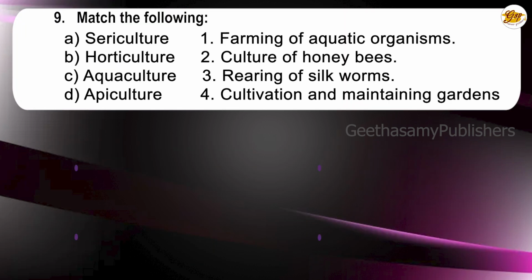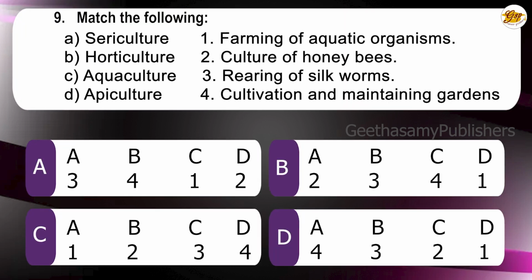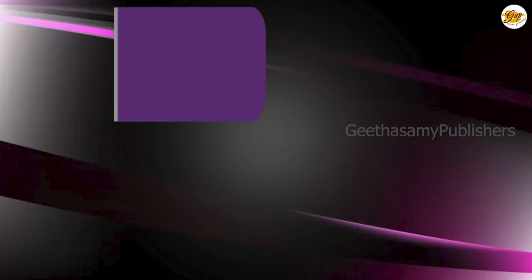Question number 9. Match the following. Sericulture, farming aquatic organisms. Horticulture, culture of honeybees. Aquaculture, rearing of silkworms. Apiculture, cultivation and maintaining gardens. So the correct choice is A. 3, 4, 1, 2. Sericulture is rearing of silkworms. Horticulture, cultivation, maintaining gardens. Aquaculture, farming aquatic organisms. Apiculture, culture of honeybees.